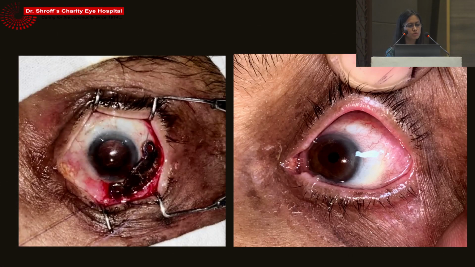This is one of Dr. Anirban's patients. In fact, she was operated and the base was positive, but for the residual tumor we did a plaque, and she's doing pretty well on follow-up.